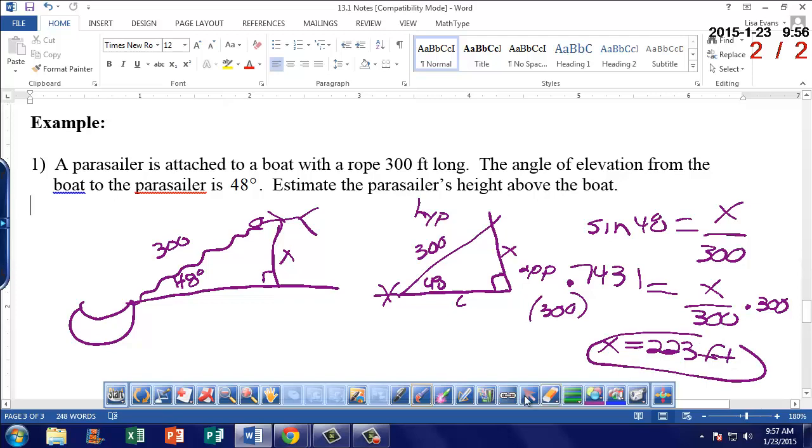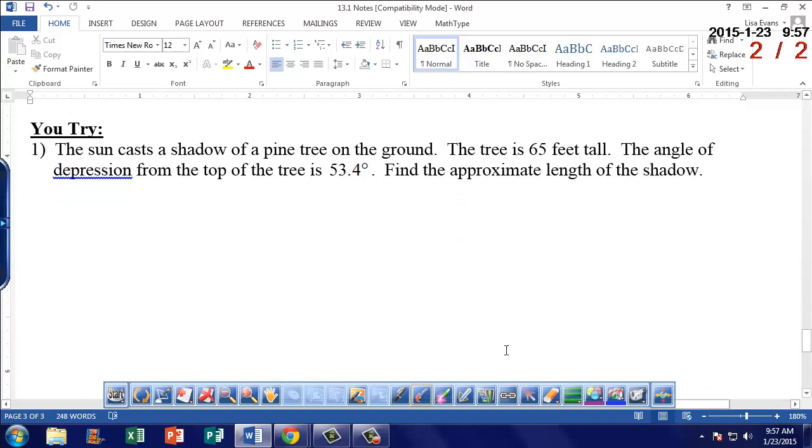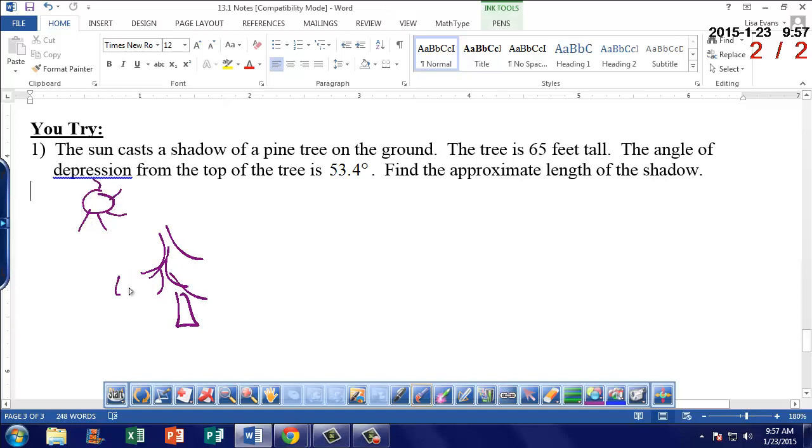Okay? Let's go ahead and try the next problem. This is the you try. I'm going to help you set it up, and then I'll let you pause the video and try to get the answer. It says the sun casts a shadow of a pine tree on the ground. So here's our pine tree. Not a very pretty pine tree. Here's the sun. The tree is 65 feet tall.